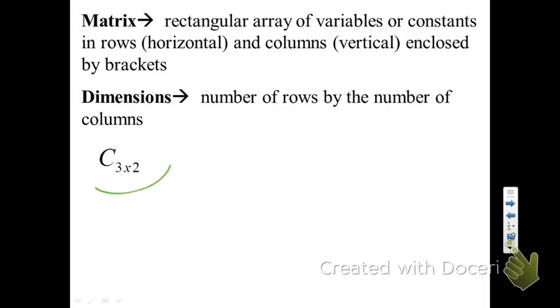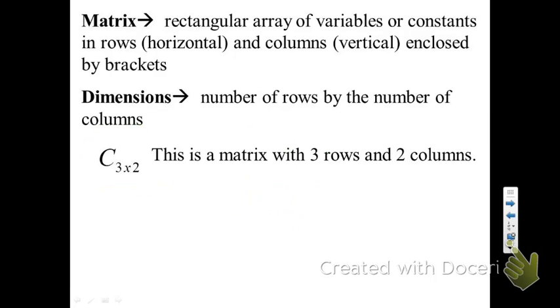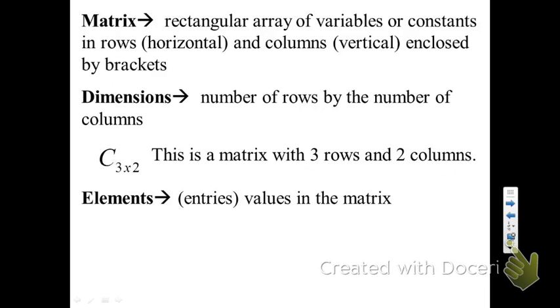So if I give you this matrix that's a 3 by 2, it means it has 3 rows of numbers with 2 columns of numbers. Okay, so that's what this says, 3 rows and 2 columns. I'm going to give you another matrix in just a minute. But elements, these are the values in the matrix.